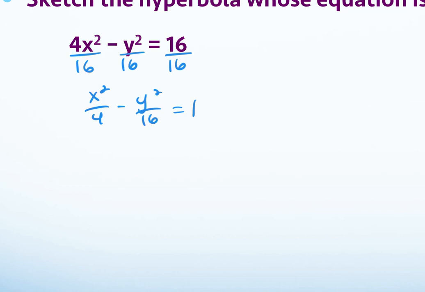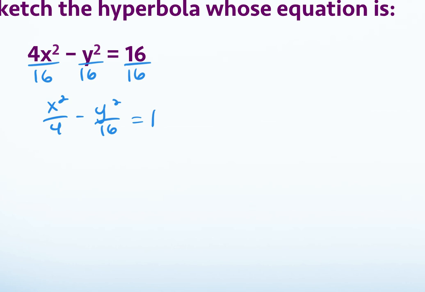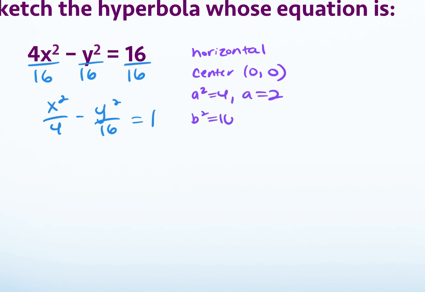Now tell me what you know about this guy. It's horizontal because x is first. Center is 0, 0 because there's nothing after the x or the y. Good. A squared is 4, so A is 2. And B squared is 16, so B is 4.